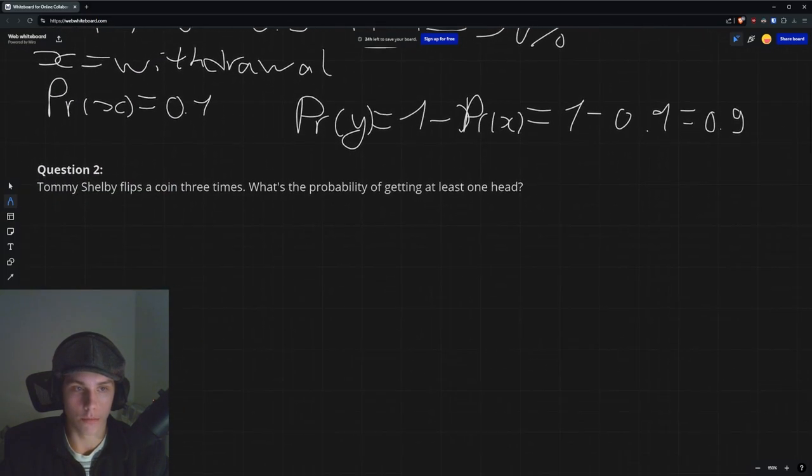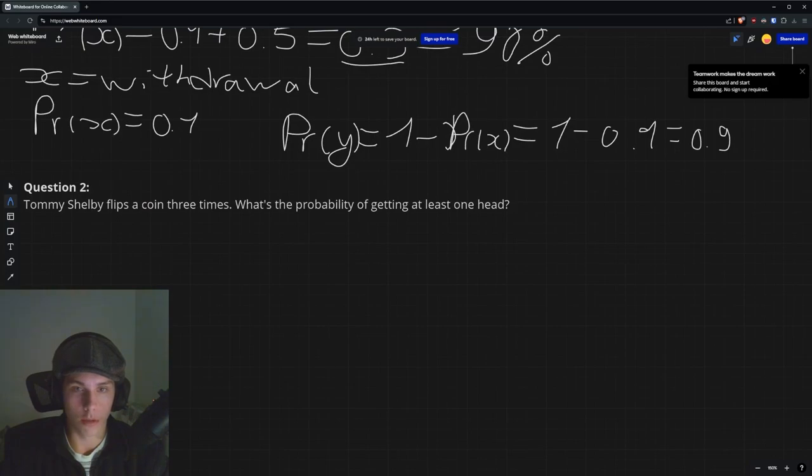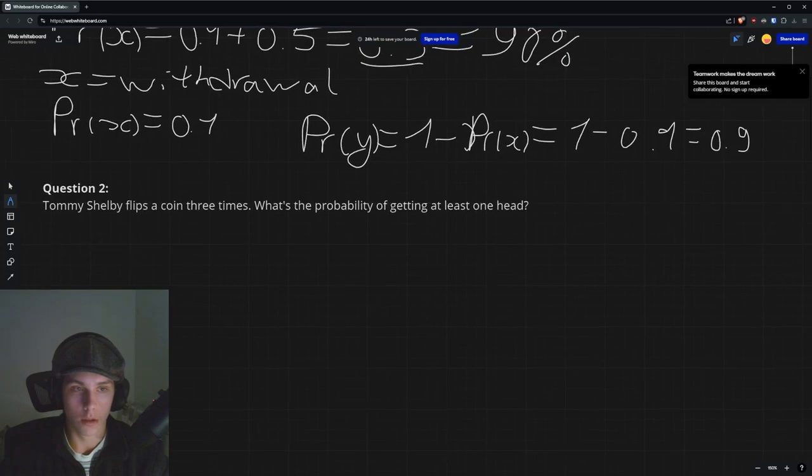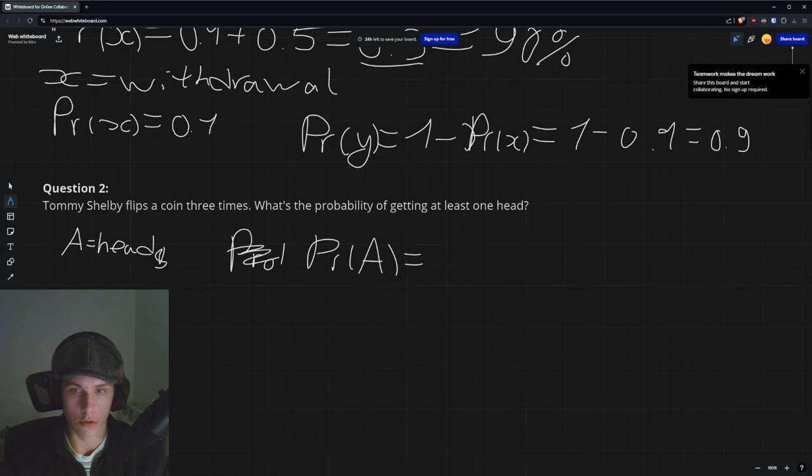Alright, question number 2. Tommy Shelby flips a coin 3 times. What's the probability of getting at least 1 head? So, coin flip. We'll say A equals heads. Right? That means the probability of A equals 0.5, aka 50%, because a coin can either be heads or tails. So getting at least 1 head.